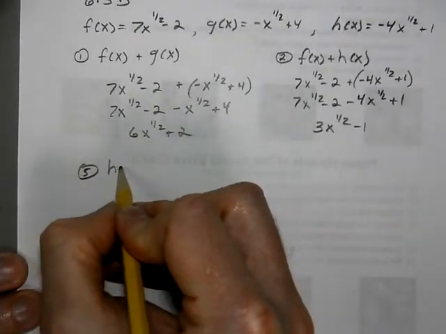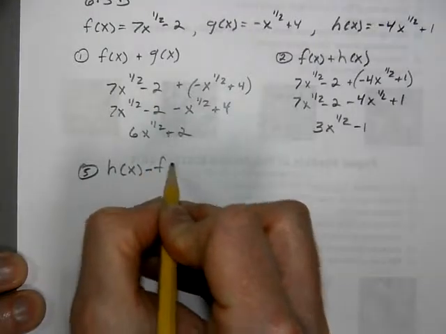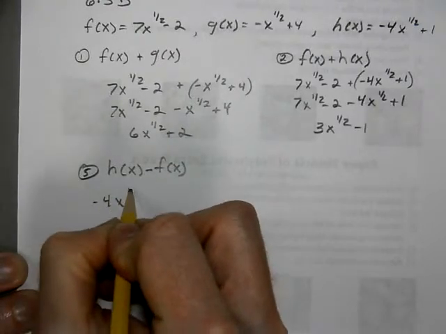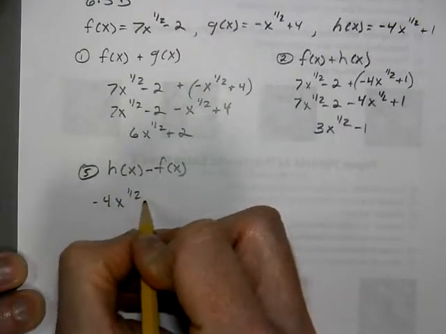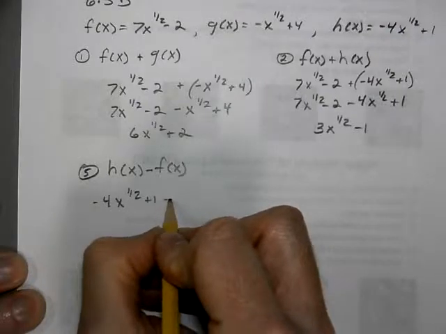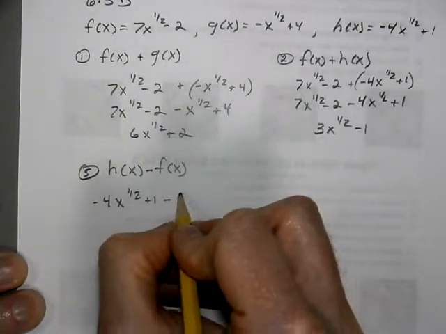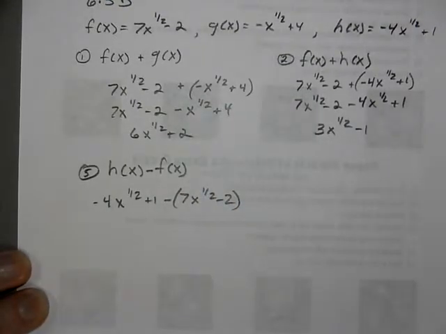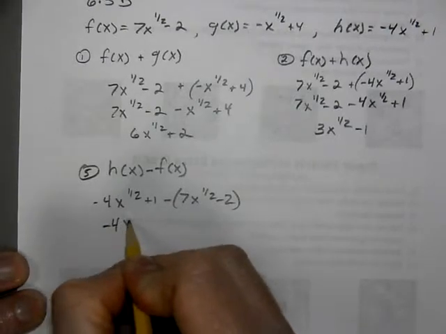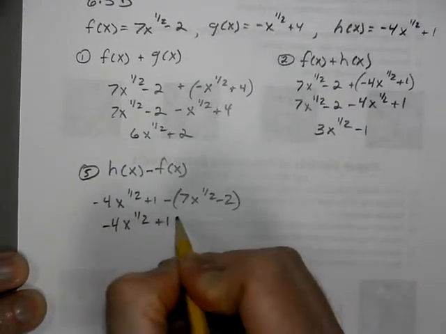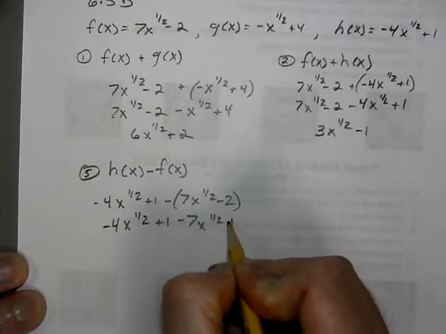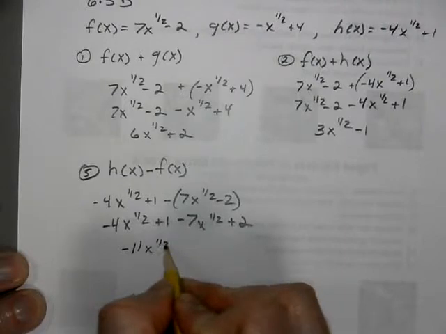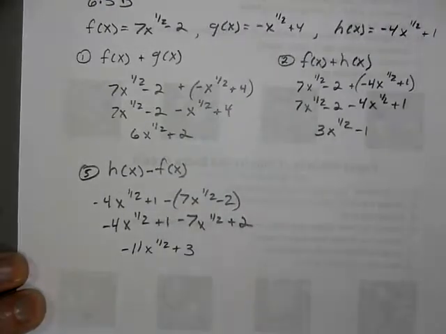Five, h of x minus f of x. H is negative 4x to the 1/2 minus the f function. Don't forget to have parentheses around your f function. So that's going to come out to be negative 11x to the 1/2 plus 3.